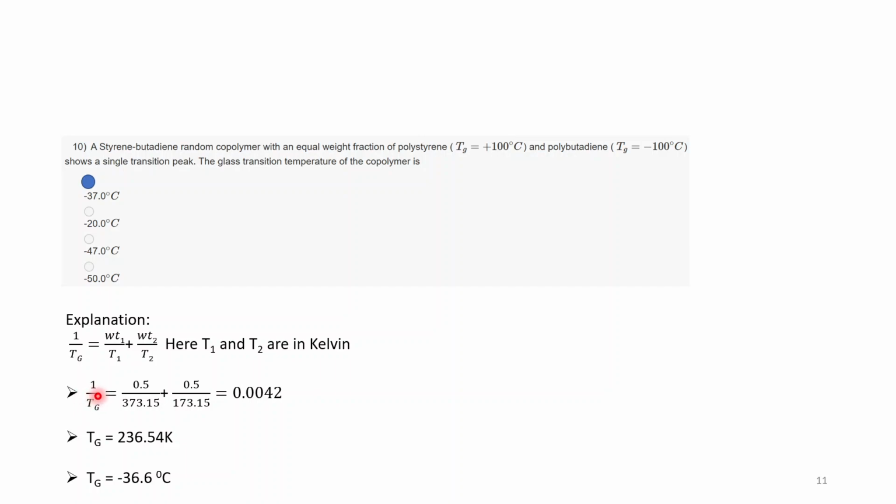So 1 upon Tg will be equal to 0.5 divided by 373.15 plus 0.5 divided by 173.15. It will give you a value of Tg as 236.54 Kelvin. When you convert it into degrees Celsius, it will be -36.6 degrees Celsius. So closest to this, your answer is -37 degrees Celsius.